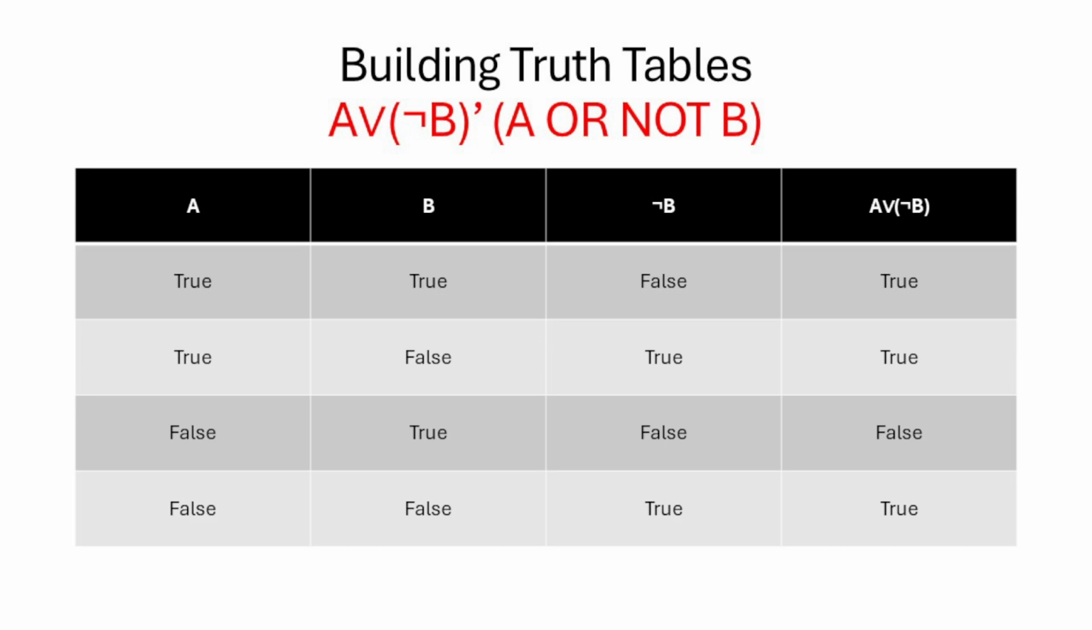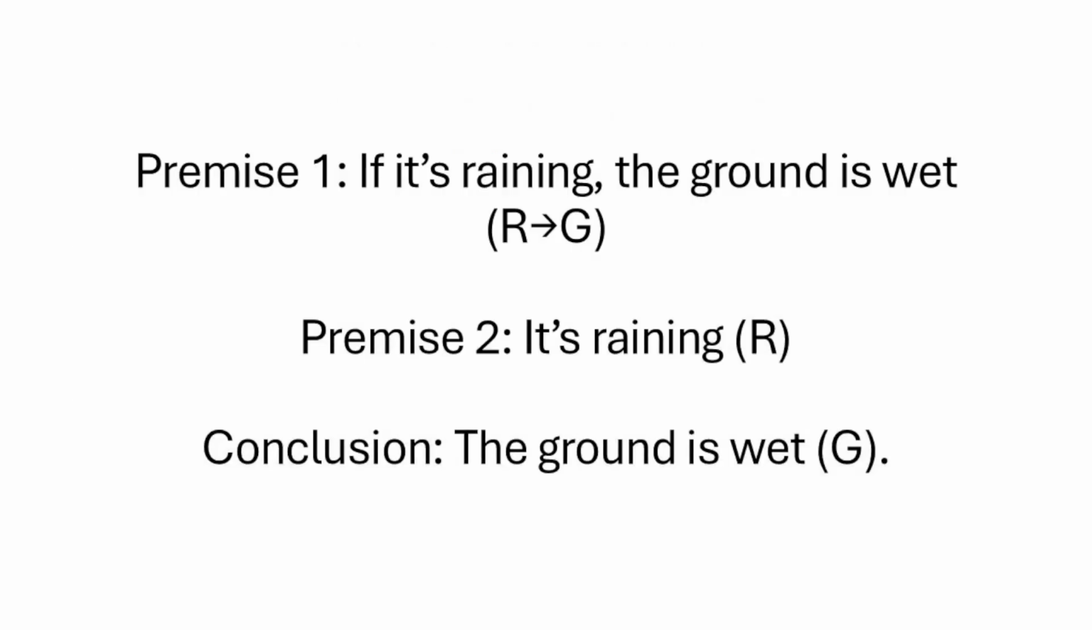So, did you pause the video and create that truth table? I certainly hope so. So let's move on now and start getting into some practice examples, right? Our first example is going to be focusing on validity. So consider this argument. Premise 1, if it's raining, the ground is wet. If R, then G. Premise 2, it's raining. Conclusion, the ground is wet.